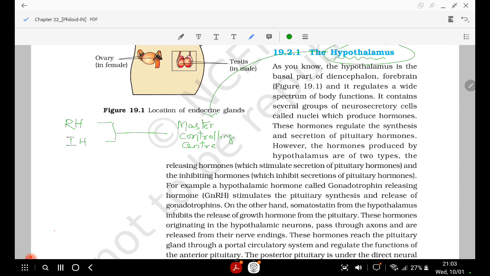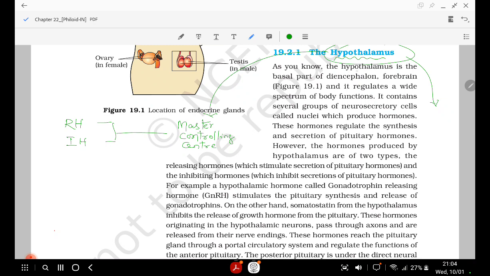The same way in neural system, it plays an important role to regulate body temperature, like thermoregulation, osmoregulation, hunger, satiety, all are regulated. So that is a part of neural system. That's why you can say hypothalamus is a connecting link between neural system as well as endocrine system. In this endocrine system, hypothalamus secretes hormones that we will see here.